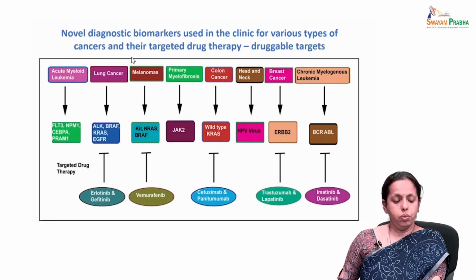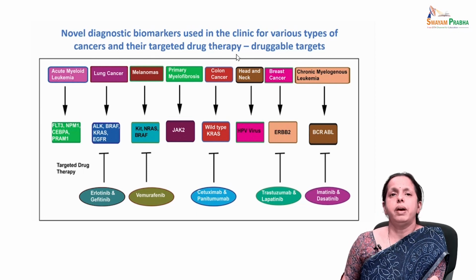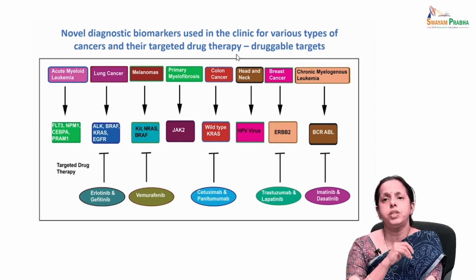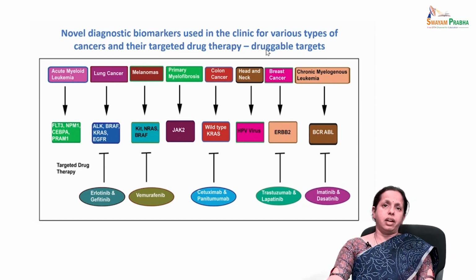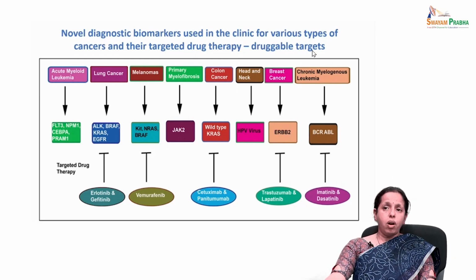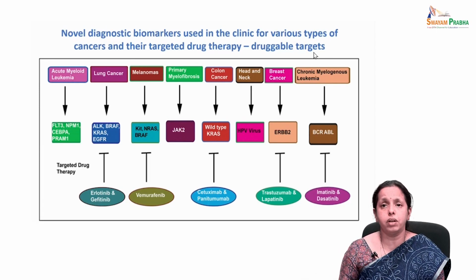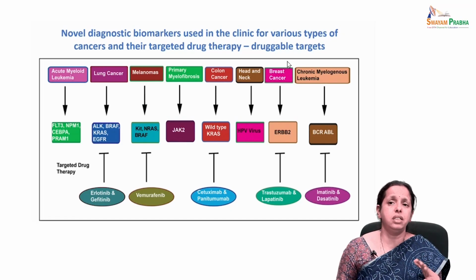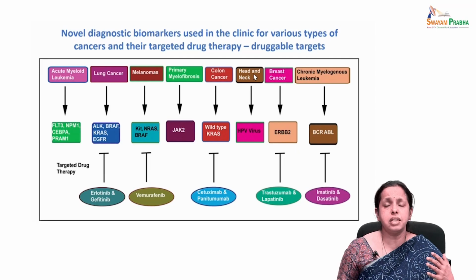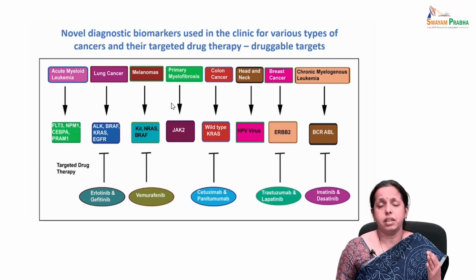What are the novel biomarkers here? This is another fantastic table. One very interesting term which we will use is druggable targets. What is a druggable target? It is a target where you have small drugs, small molecule inhibitors, which can act against it. Every day this repertoire of targeted therapies is expanding for each particular cancer type.